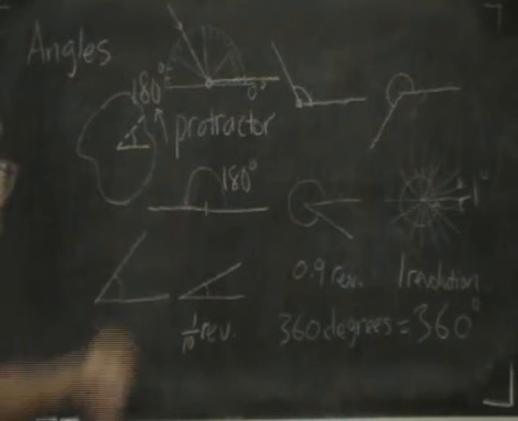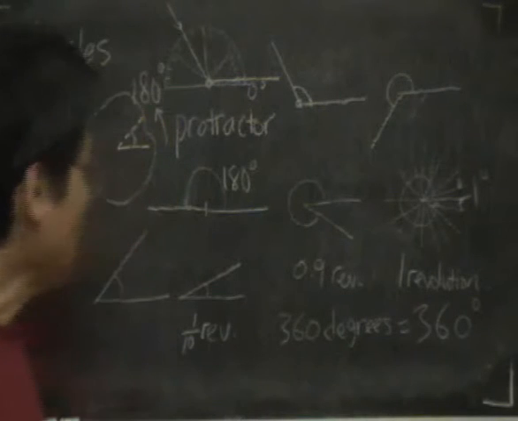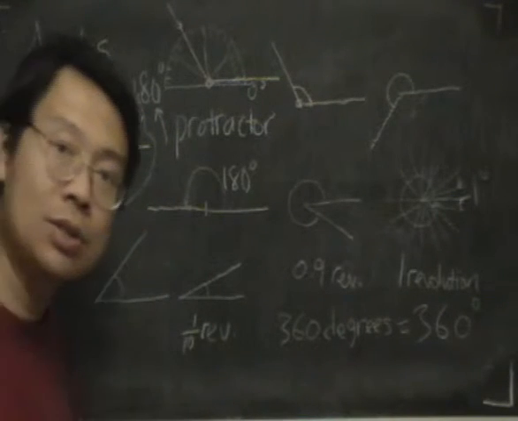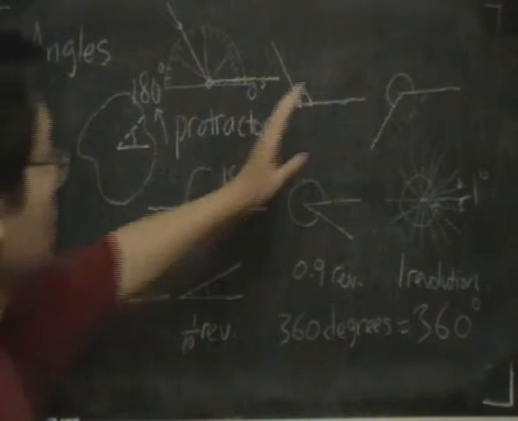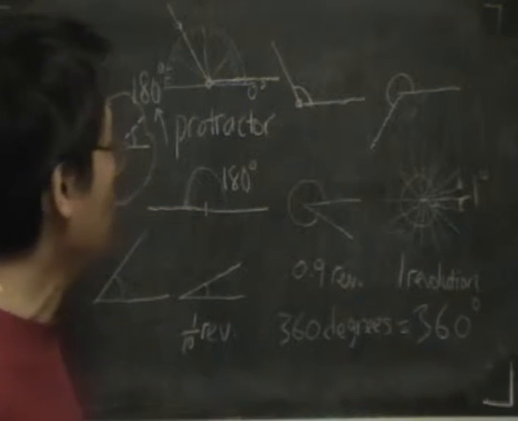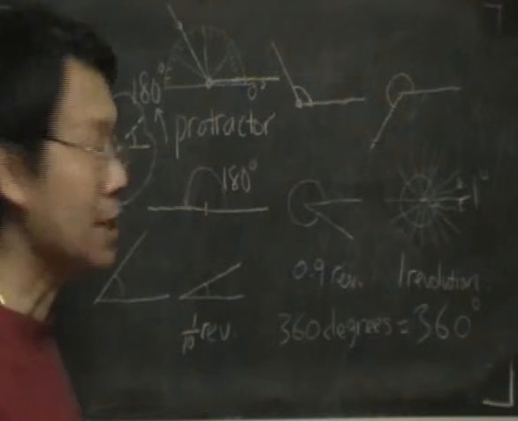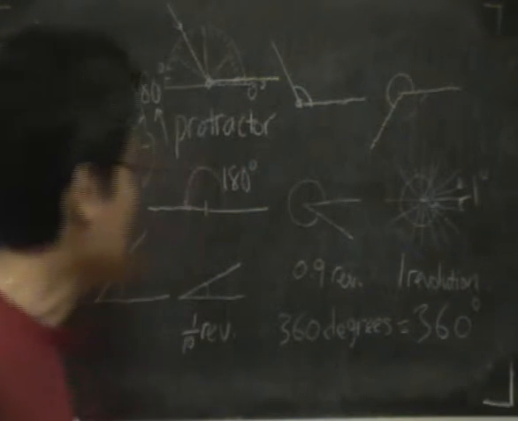Alright, so we have seen different types of angles. We have seen small angles, we have seen bigger angles. We have seen angles that go this way and so on. Now let's give some names to these angles.